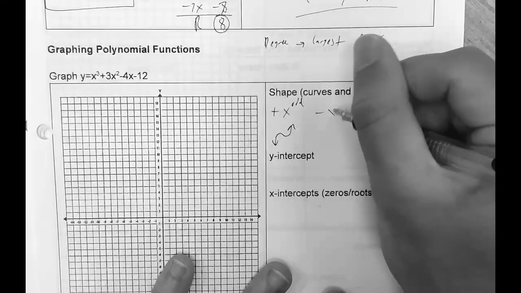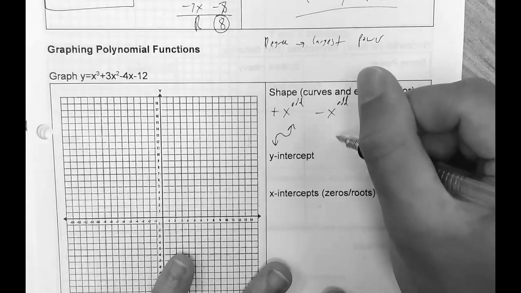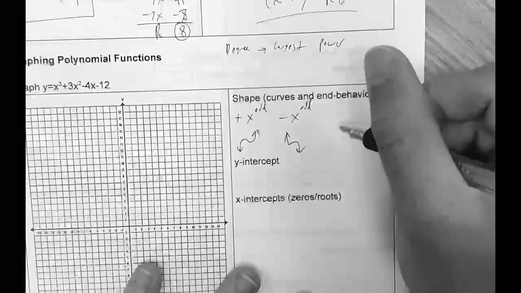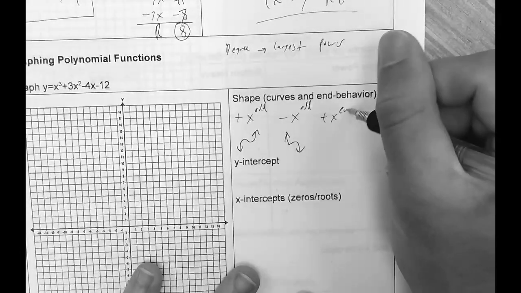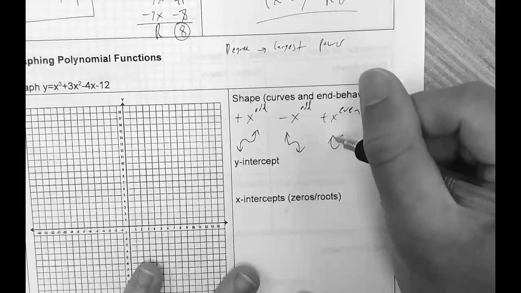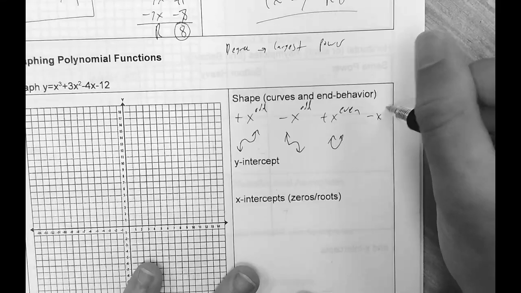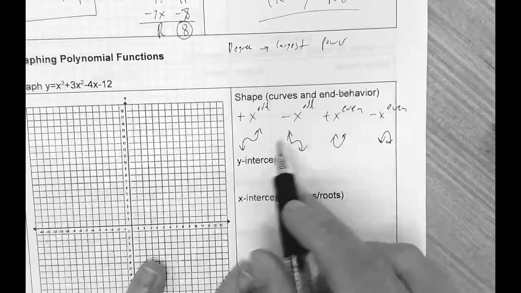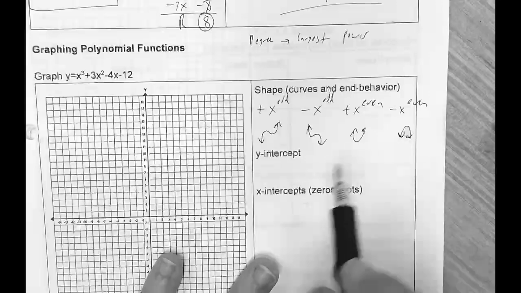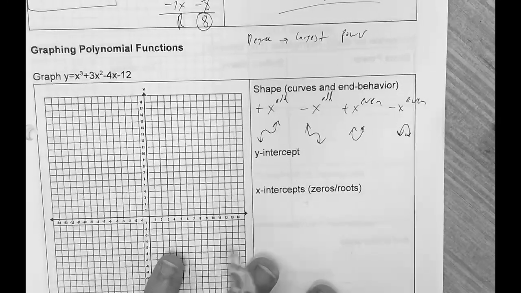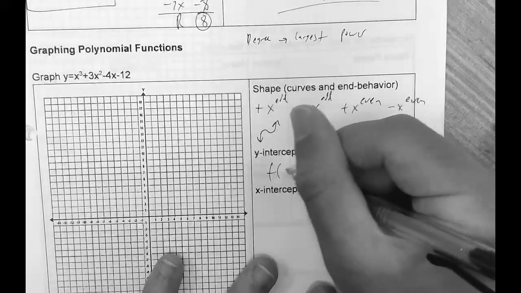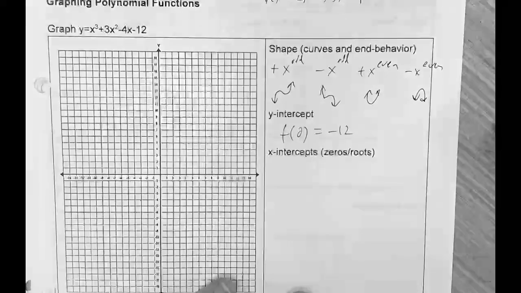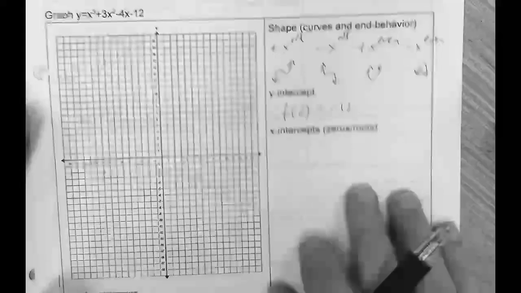If you had a negative x to an odd power, it would be the opposite, so something like this. If you had positive x to an even power, it would be both sides up, and negative x to an even power, both sides down. Now, what happens in the middle, we don't know, but we know how it's going to end, and that's the end behavior. The y-intercept is always just plug in 0. So in this case, it's just negative 12, pretty easy. And then the x-intercept roots, we'll get to that in a moment.